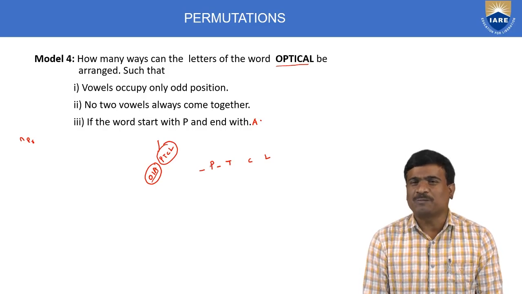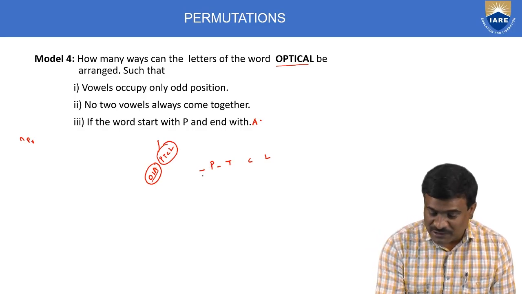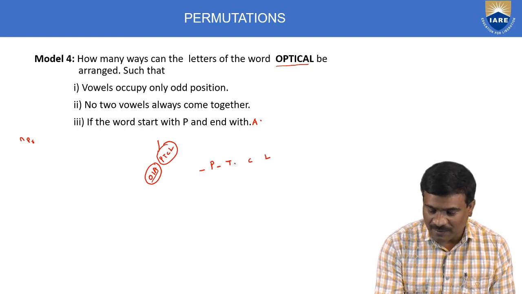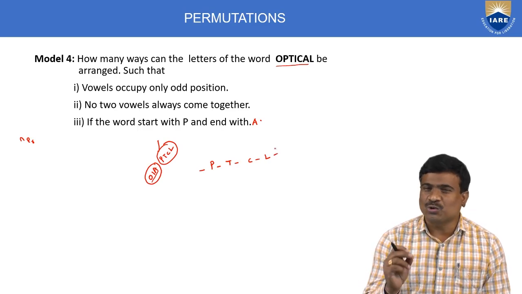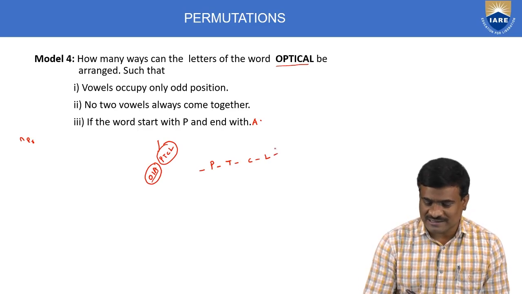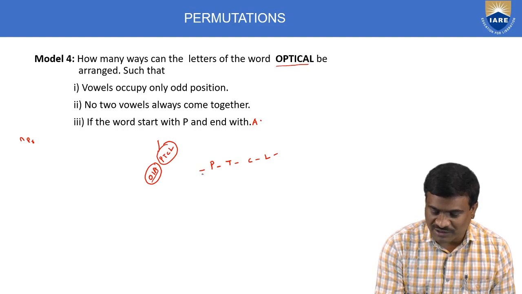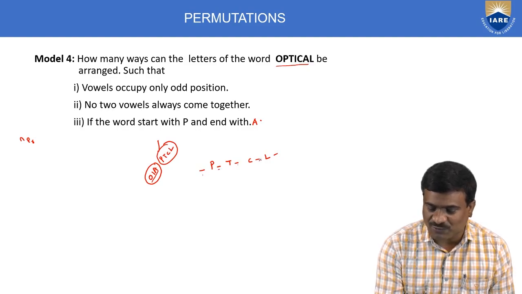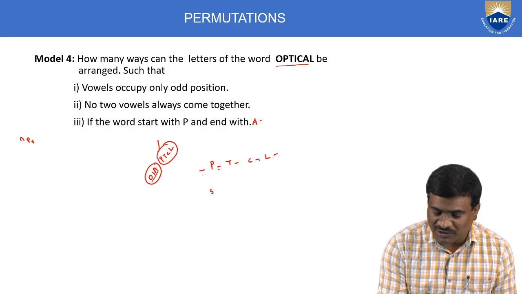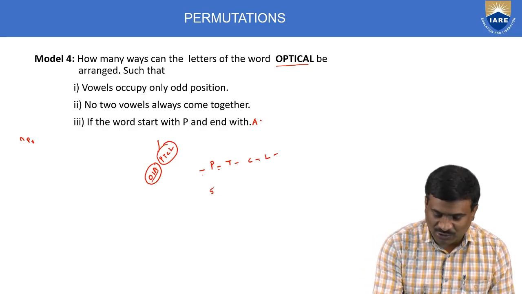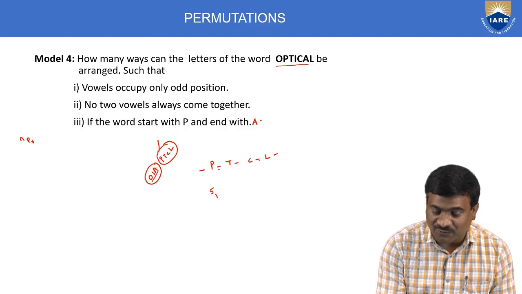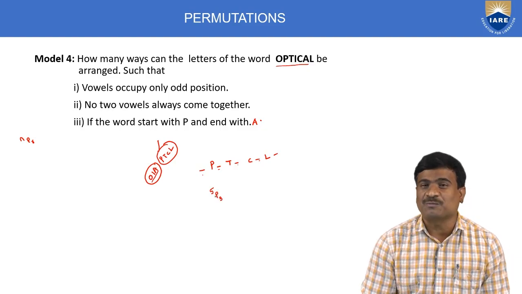First you write all possibilities. Between two vowels one consonant, between two vowels one consonant, between two vowels one consonant. Find the total number of possibilities: 1, 2, 3, 4, 5. The total number of possibilities is equal to 5. But the number of vowels is equal to 3. 3 vowels arranged in 5 places is equal to 5P3.